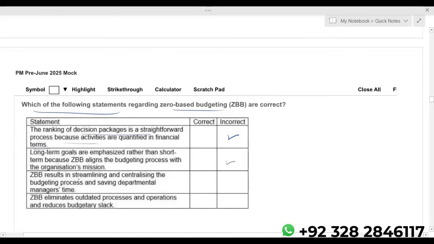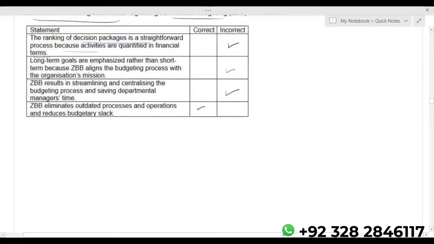Zero-based budgeting results in a streamlined and centralized budgeting process, saving departmental managers' time. It will not save time. You will be putting in more time. It is a time-consuming process. Zero-based budgeting eliminates outdated processes and operations and reduces budgetary slack. That makes sense, because when I'm preparing the budget from zero every time, logically we will consider only those expenditures in the budget that are justifiable.